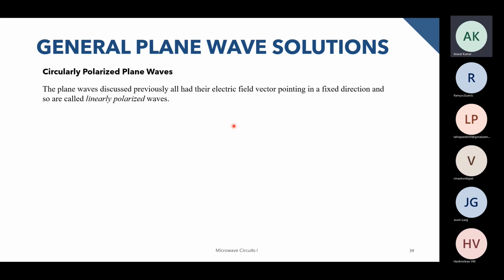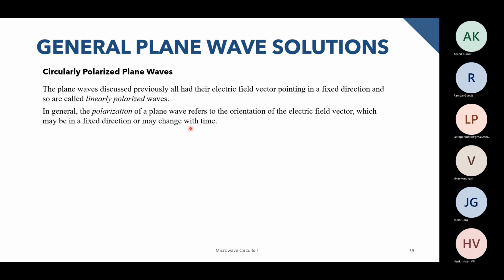But what happens if the direction of this electric field vector keeps changing? The polarization of a plane wave refers to the orientation of the electric field vector, which may be in a fixed direction or may change with time. So the electric field, maybe I can use the pen right now.